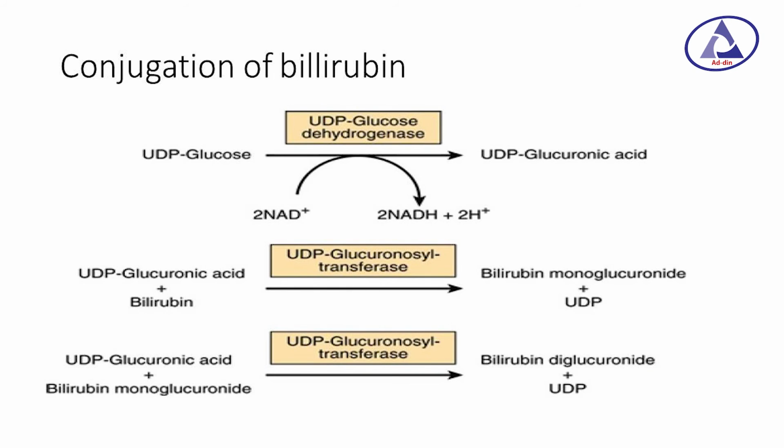This slide shows how conjugation of bilirubin occurs in the liver. Bilirubin is conjugated with UDP glucuronic acid with the help of an enzyme. Firstly, it forms monoglucuronide, then it forms diglucuronide.